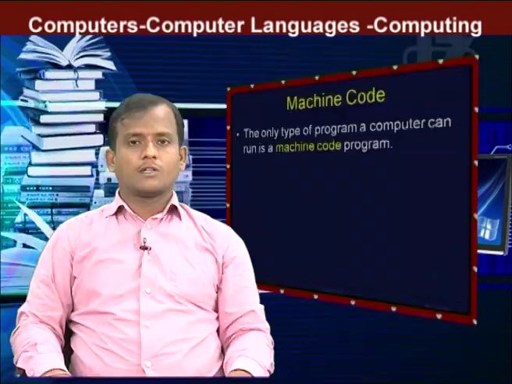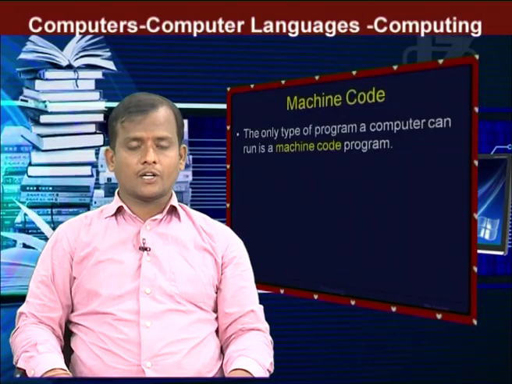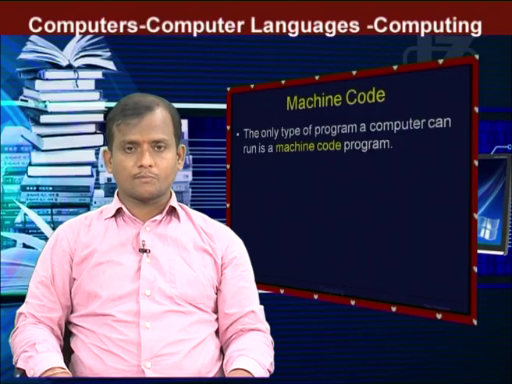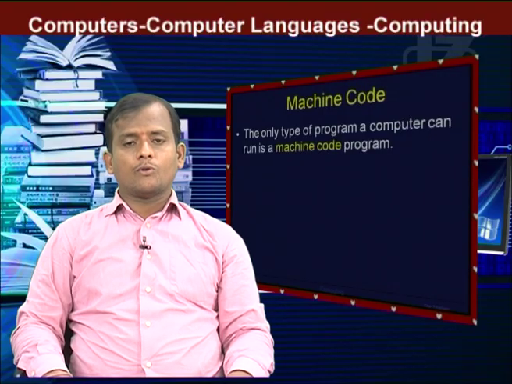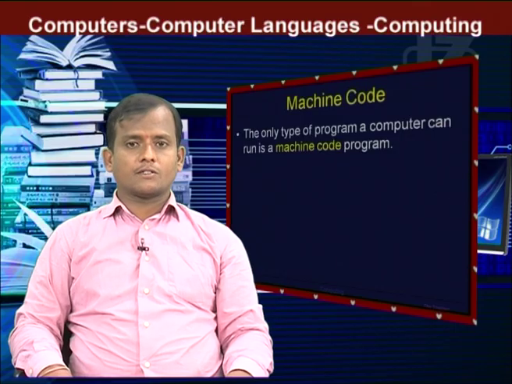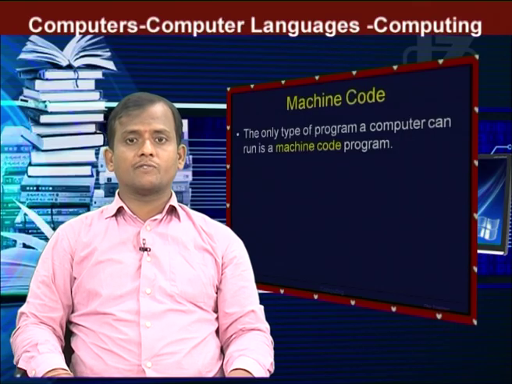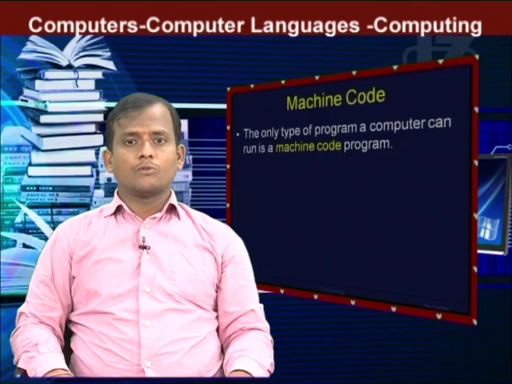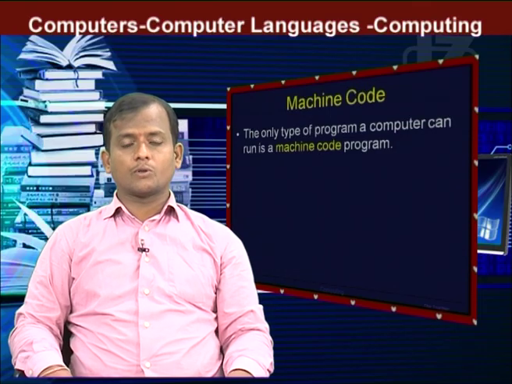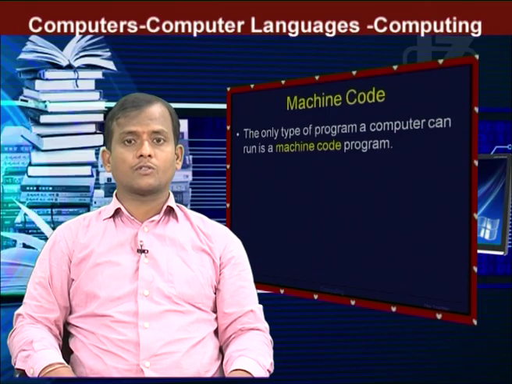Let's move forward. As I said, there is a list of languages through which a computer will communicate. One of them is machine code, or we can call it machine language. This is the only language which a computer can understand. It is zeros and ones. A computer can understand only zeros and ones.